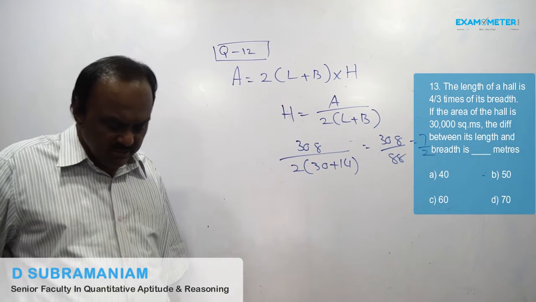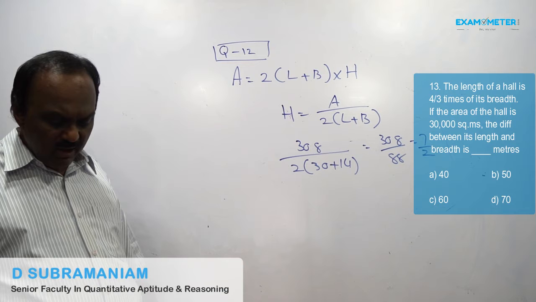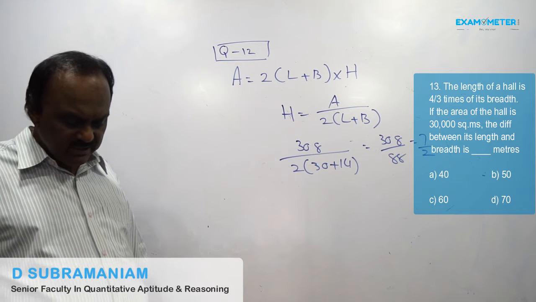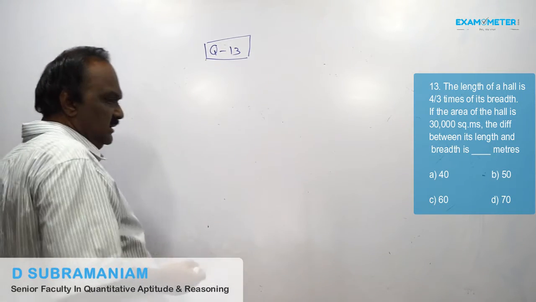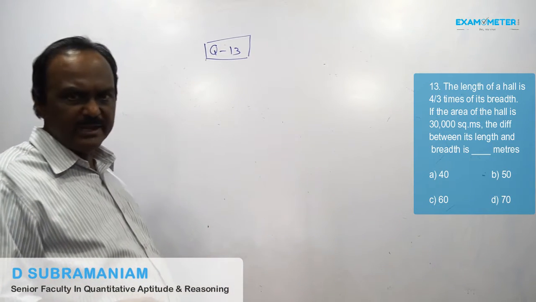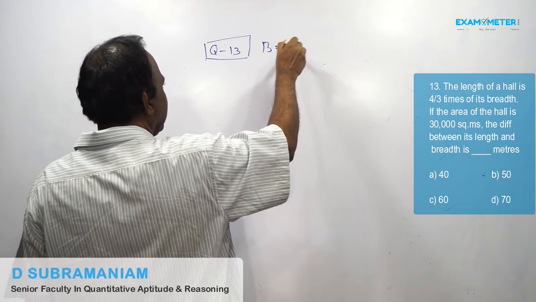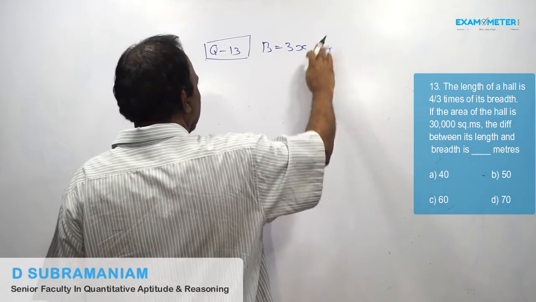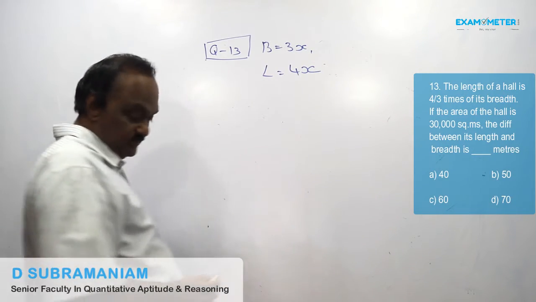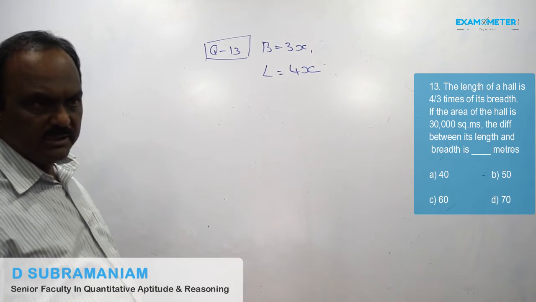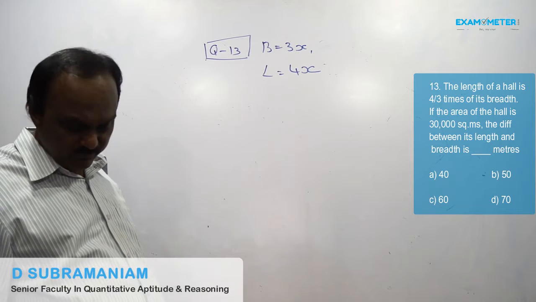13th problem. The length of a hall is 4 by 3 times of its breadth. If the area of the hall is 30,000 square meters, find the difference between its length and breadth. Since length is 4 by 3 times its breadth, take breadth as 3x, length will be 4x.